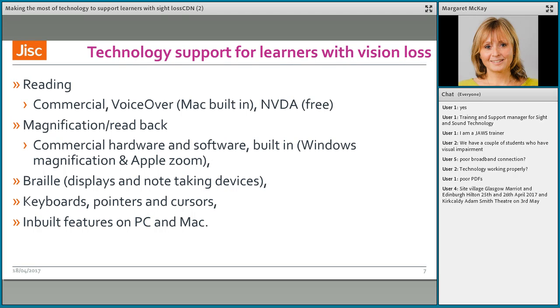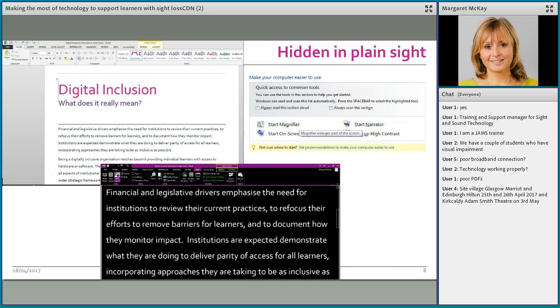One thing that's useful to think about is what's hidden in plain sight as well, and to look at what's available in the everyday tools that we use. There are some fantastic low vision accessibility features hidden within our computers. I'm using a PC, but as we've heard, Macs have some really useful features as well. I'm going to ask George if he wouldn't mind moving to screen share a minute.